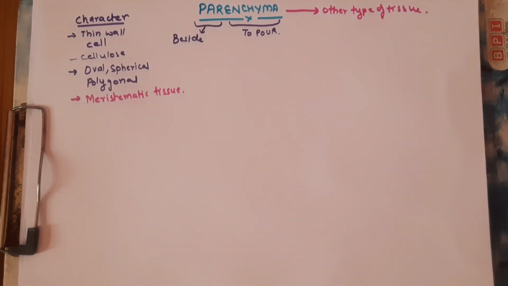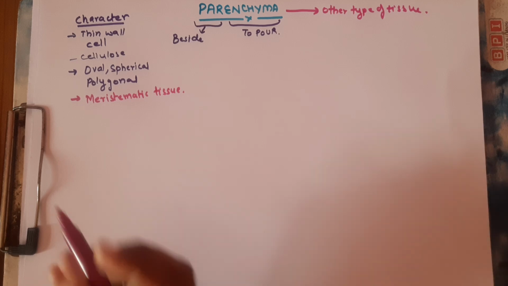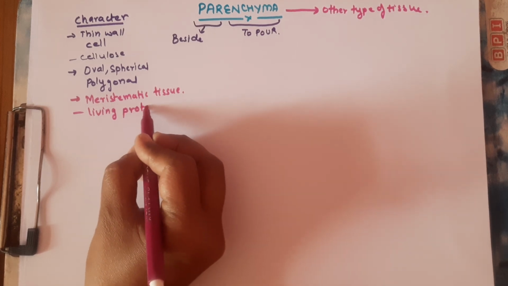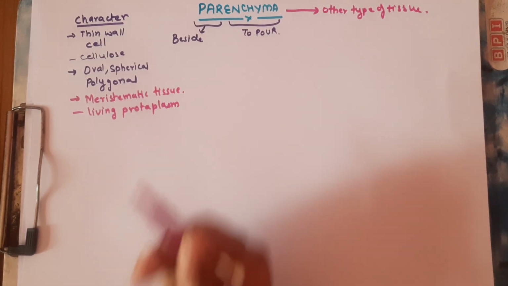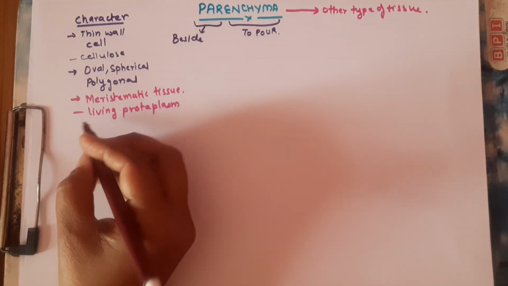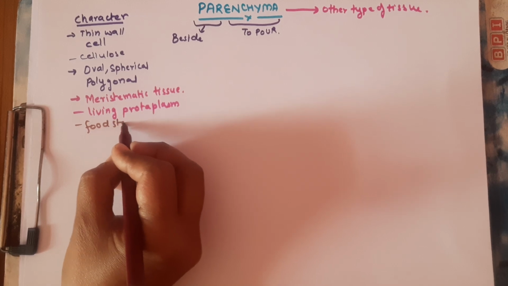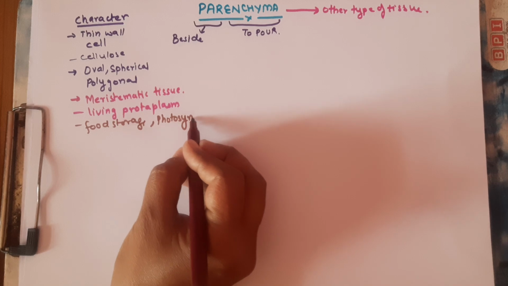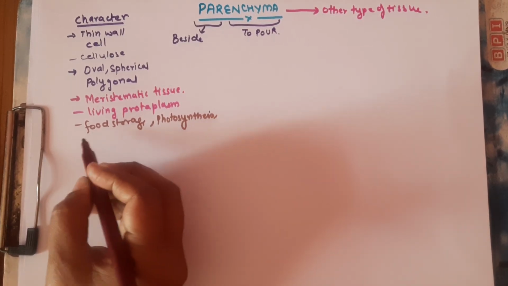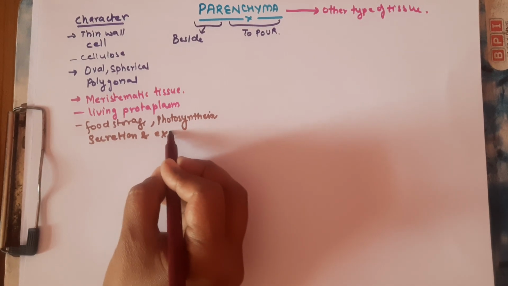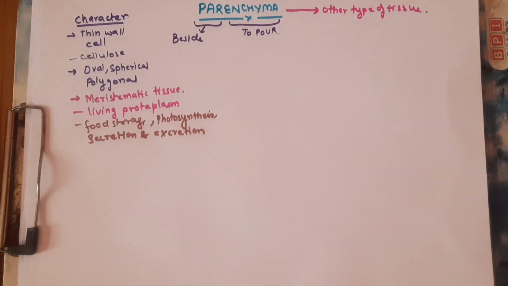The parenchyma cells contain living protoplasm, and they can perform several important functions like food storage, photosynthesis, secretion, and excretion. So these are a few important processes that are played by the parenchymatic cells.